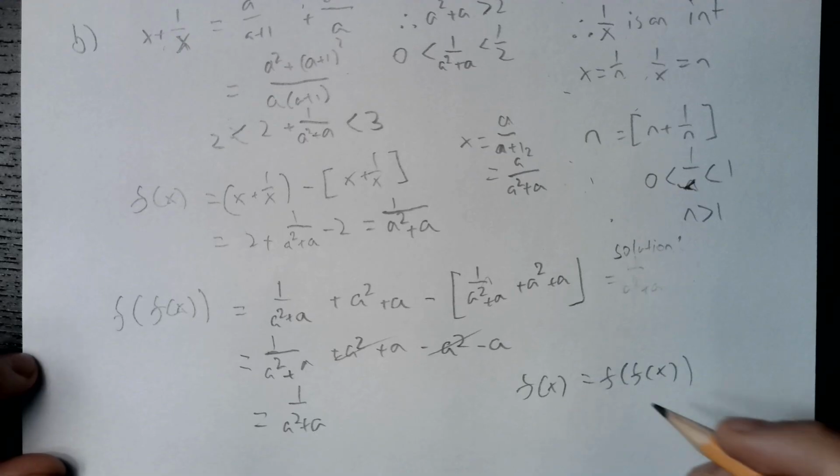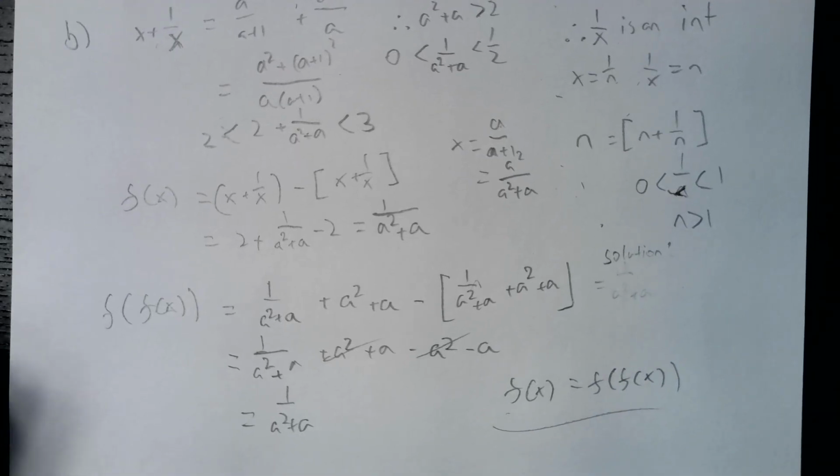And so that's how you prove that x is not going to be equal to f(x), and f(f(x)) is going to be equal to f(x).